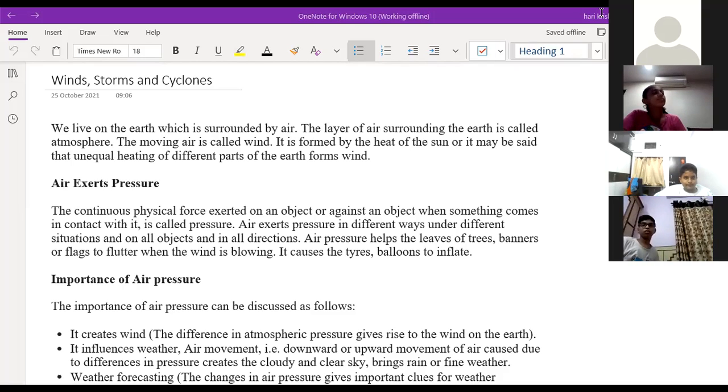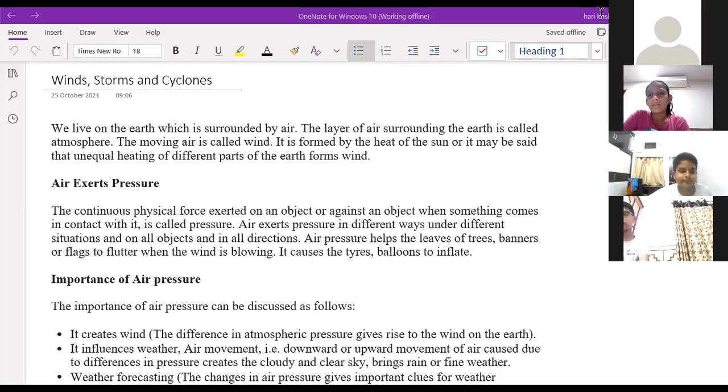So first, what is the meaning of winds? Sir, it is the horizontal movement of air from one place to another. The horizontal movement of the air from one place to other. It's only the horizontal movement of air. Sir, it is a pressure of air and it is a force of air. Yeah, you are saying new terms. Good. The pressure and the force.